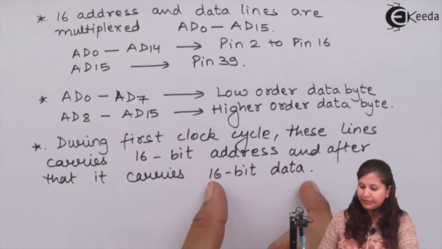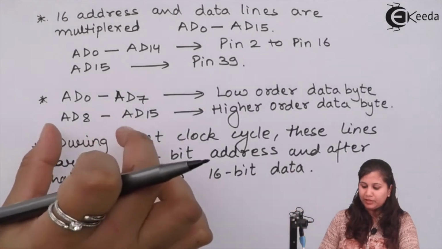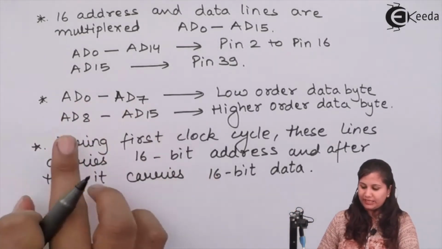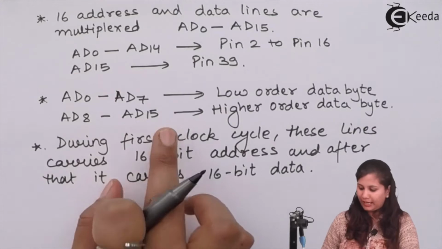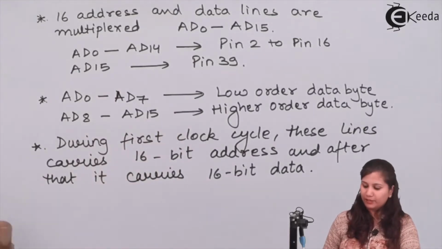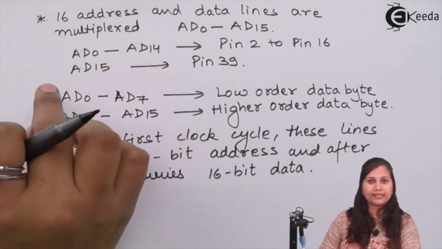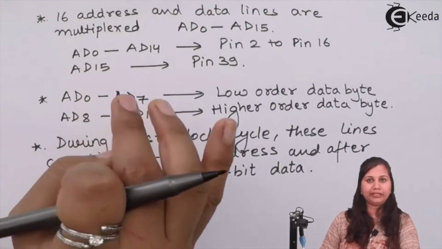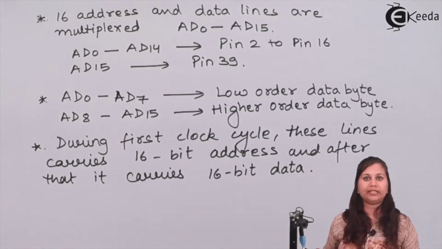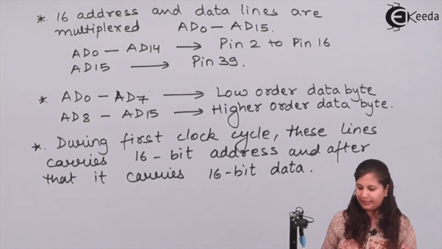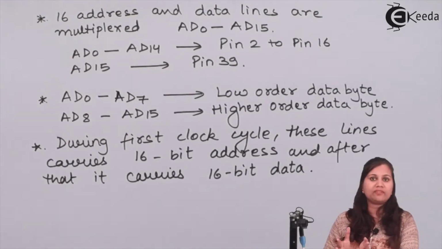So this 16-bit data will be available at AD0 to AD7 and AD8 to AD15, and the 20-bit address will be obtained by combining the 16 lines AD0 to AD15, and then A16, A17, A18 and A19. Okay, so in this way we can get the complete 20-bit address and the 16-bit data.